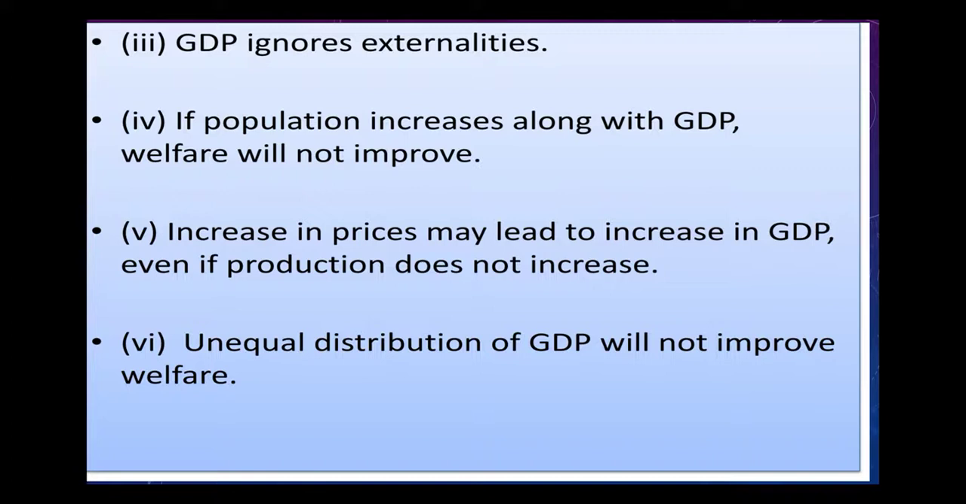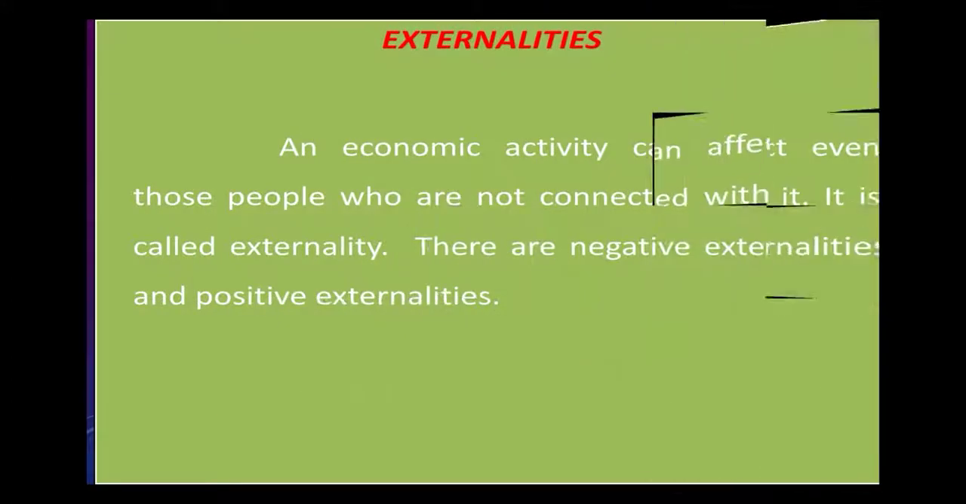Unequal distribution of GDP will not improve welfare. You know, in underdeveloped countries the maximum population is living below the poverty line, and very few persons, at a very high level, are very rich, and the gap between the rich and the poor is very wide. So we can't say that unequal distribution of GDP will improve welfare, because if GDP is increasing it will benefit the rich persons, not the poor. So these are the reasons why we can say that an increase in GDP will not increase the welfare of the country.